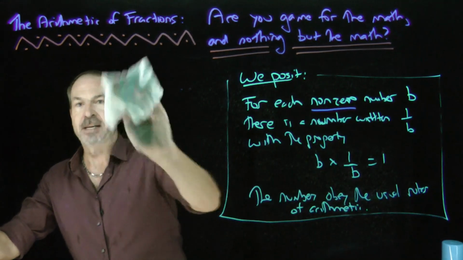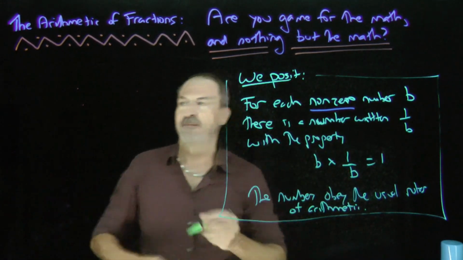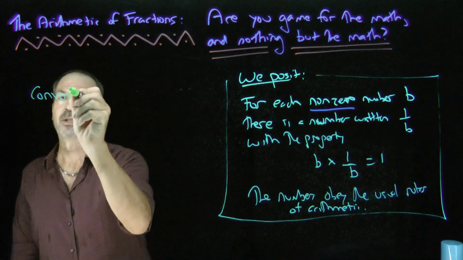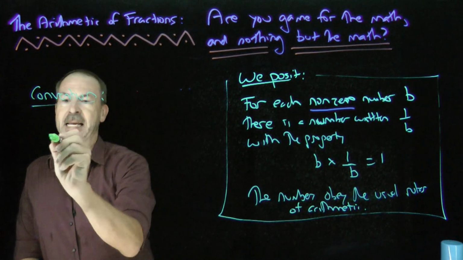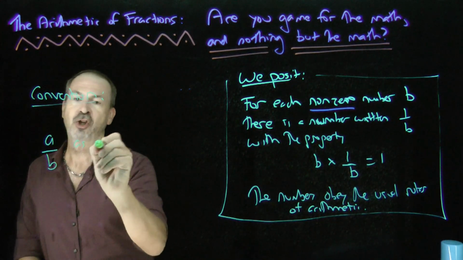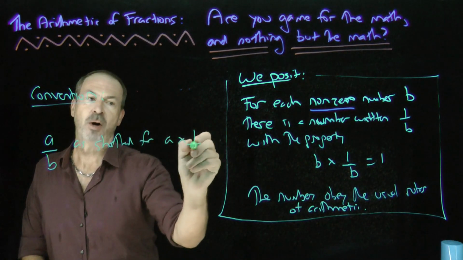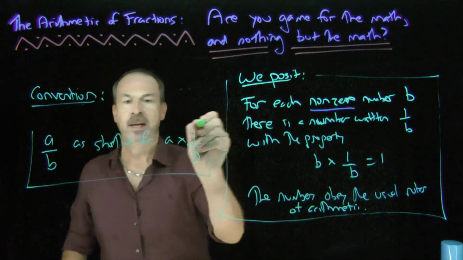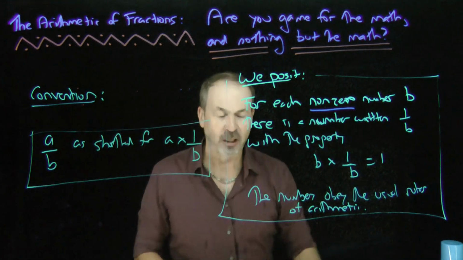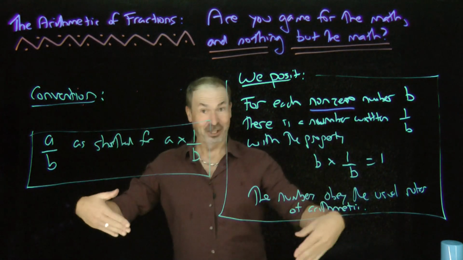And it is convenient, and I'll just also add to this a convention. This is not a rule, this is just a shorthand. Take a over b as shorthand for a times 1 over b. So that's just a notational convention, which is what I did in the pizza sharing example.